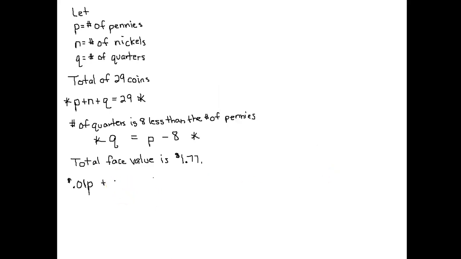Then, however many nickels you have, well, each nickel is 5 cents. So if you multiply 5 cents times the number of nickels, that'll tell you how much the nickels come out to. Each quarter is 25 cents. So if you multiply 25 cents times the number of quarters you have, that'll tell you how much those come out to. Then the dollar amount for pennies, plus the dollar amount for nickels, plus the dollar amount for quarters, has to total $1.77. So there you go. There's your third equation.